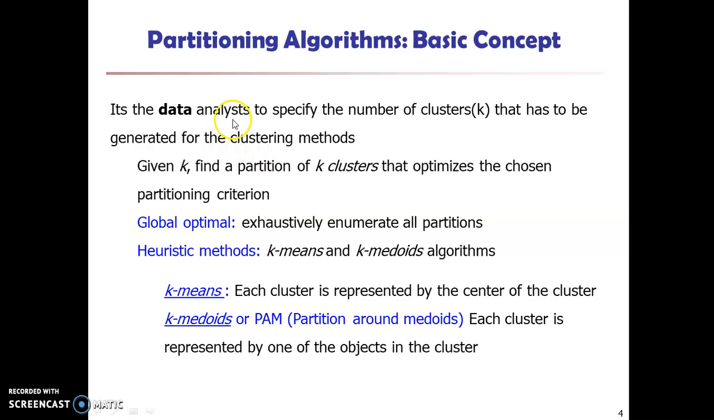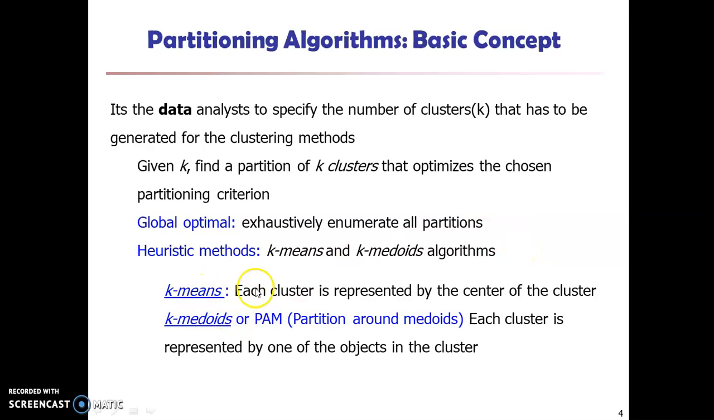The data analyst first of all needs to specify how many clusters they need. So, we need to specify the number of clusters K that has to be generated for the clustering methods. Given K, find partitions of K clusters that optimize the chosen partitioning criterion. We have two different criteria. One is global optimal, another one is heuristic methods. The global optimal means exhaustively enumerate all partitions. In case of heuristic methods, we have two things again. One is K-means, another one is K-medoid algorithms.